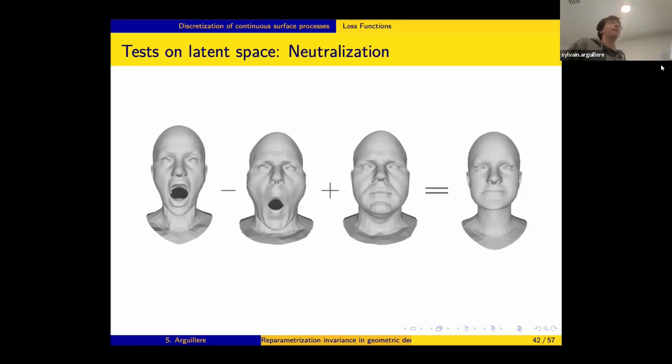And the question is, because you encode your thousands of meshes in your space of dimension 128, in your experience, do the codes cluster on some kind of structure? Or is it fully unstructured, like your isotropic Gaussian?